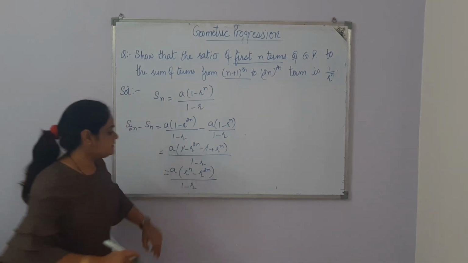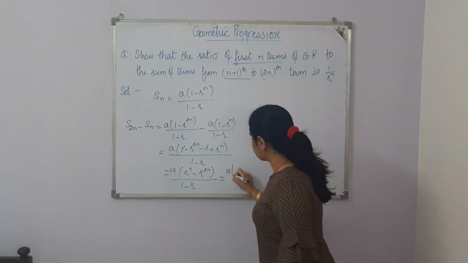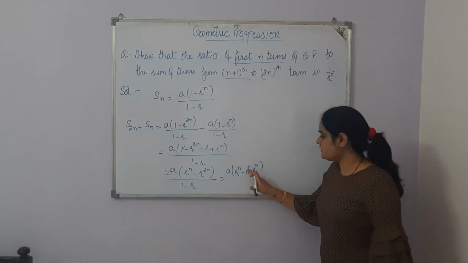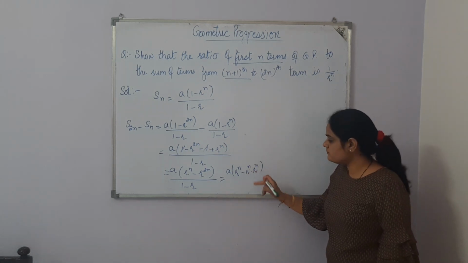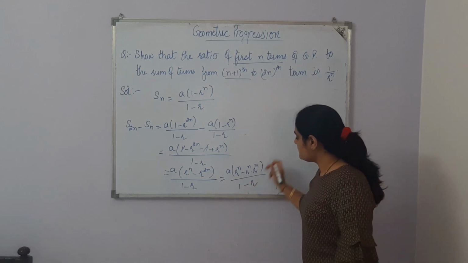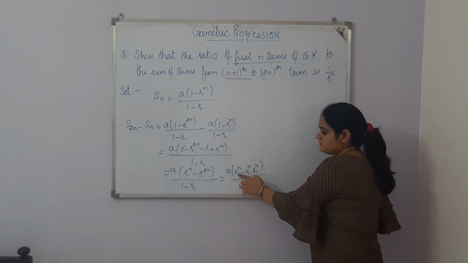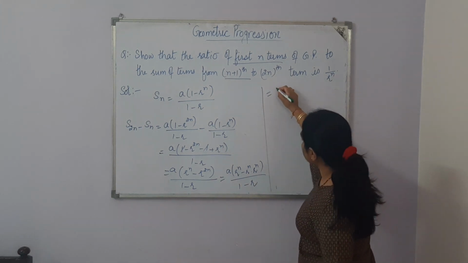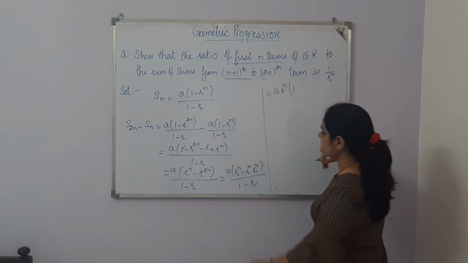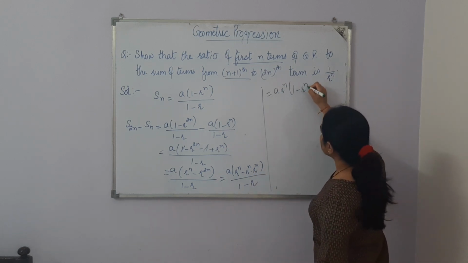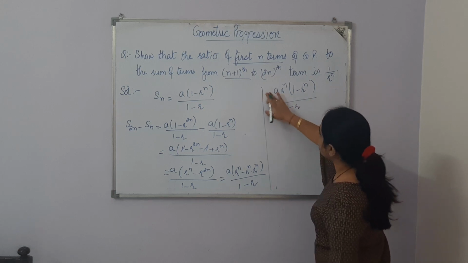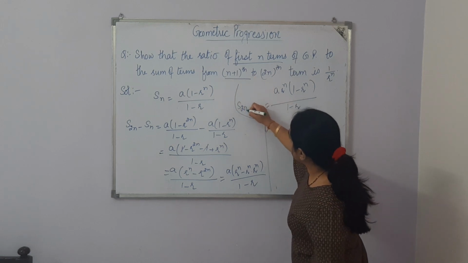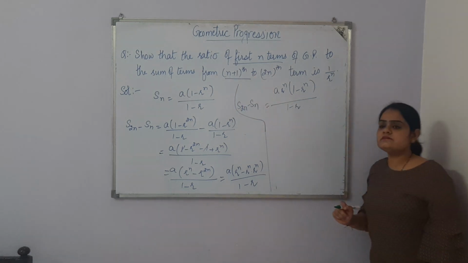Now can I write r raised to power 2n as r raised to power n into r raised to power n? Because the bases are the same, we add the powers, n plus n, which is 2n. So we have r raised to power n, 1 minus r raised to power n. Why have I done this? Because now I can take r raised to power n as common. It is a r raised to power n, and inside is 1 minus r raised to power n, whole upon 1 minus r. Now this is the solution of S2n minus Sn.